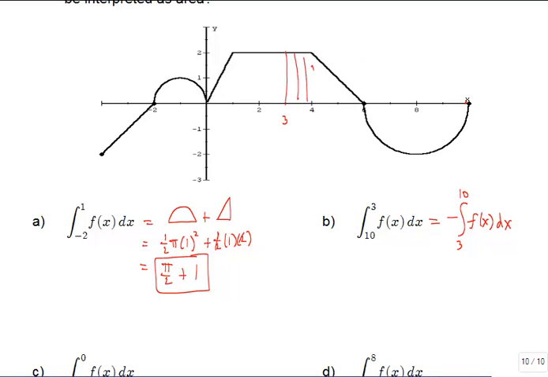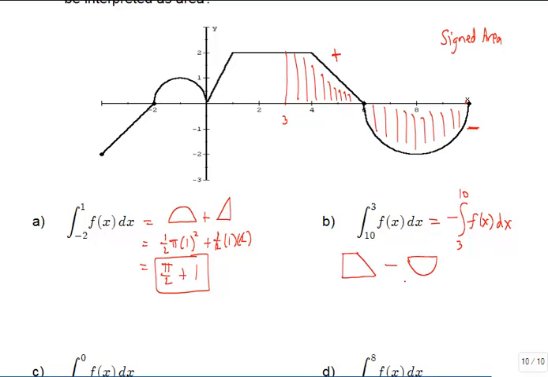So this integral here now represents the area starting at 3 and going all the way to 10. So that's going to be all of this area right here plus all of this area. Now remember, this is signed area, which means anything below the x-axis is going to be negative. Anything above the x-axis is going to be considered positive area. So we're going to add in this sort of trapezoid shape, and then we're going to subtract that semicircle area.